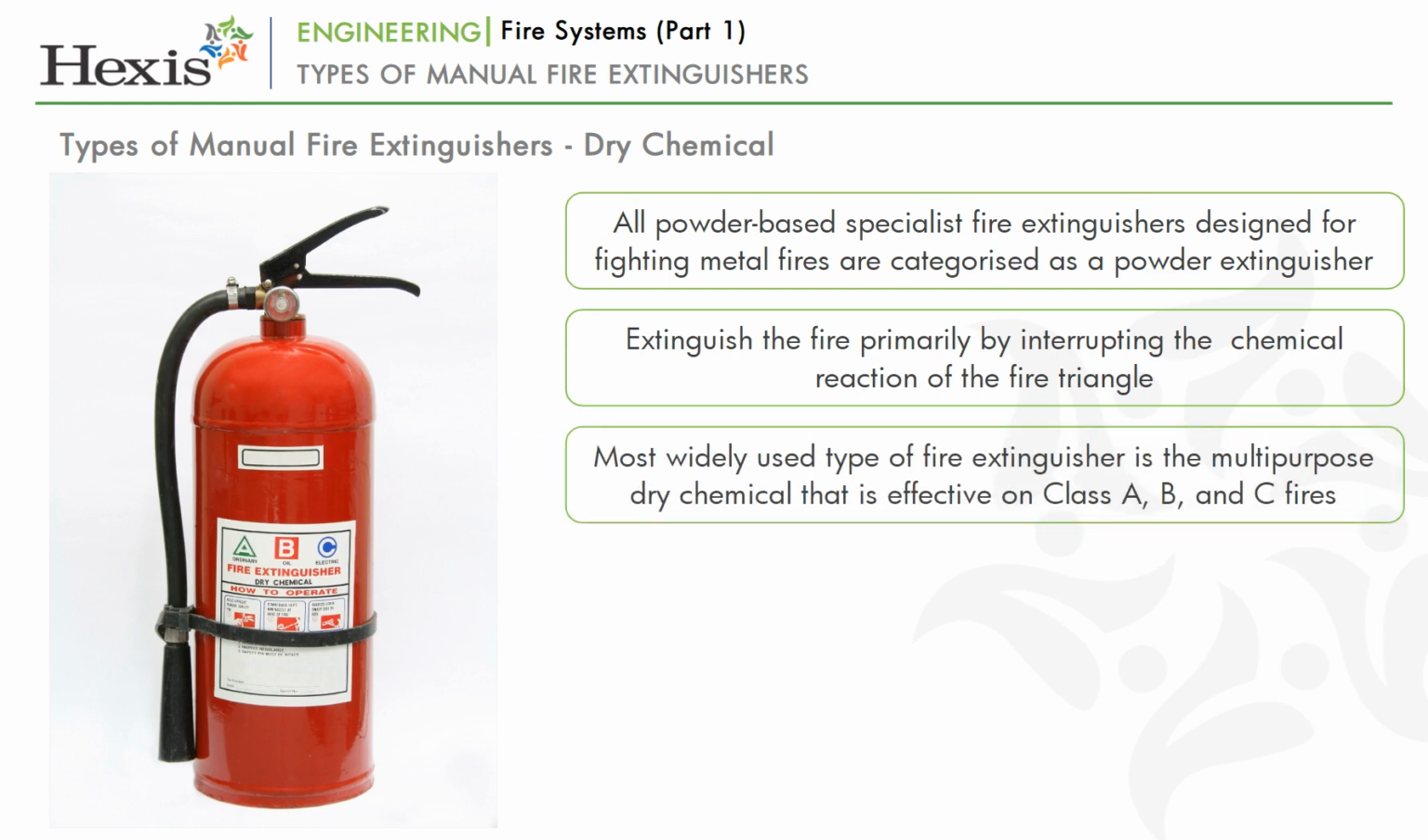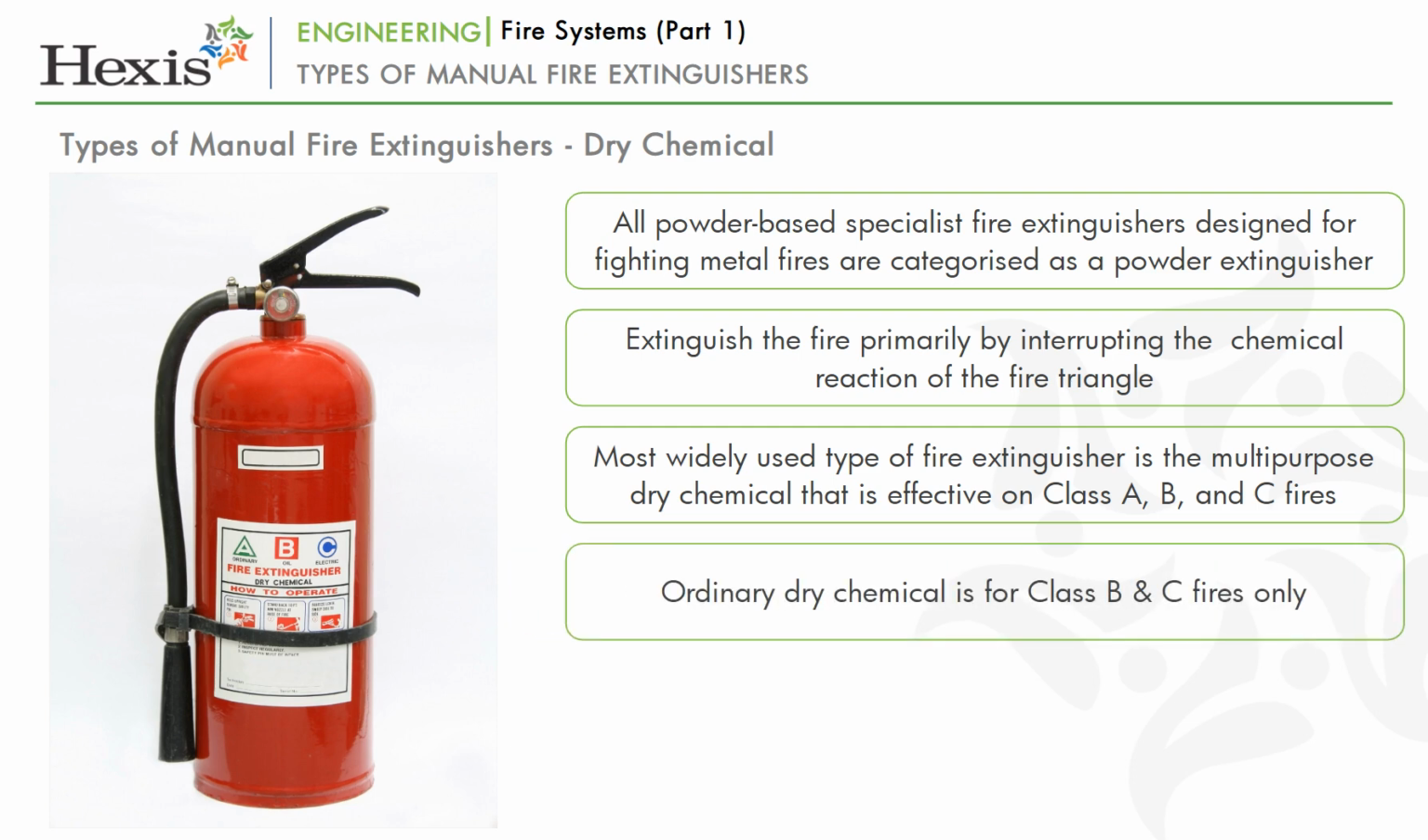Today's most widely used type of fire extinguisher is the multipurpose dry chemical that is effective on Class A, B, and C fires. This agent also works by creating a barrier between the oxygen element and the fuel element on Class A fires. Ordinary dry chemical is for Class B and C fires only.